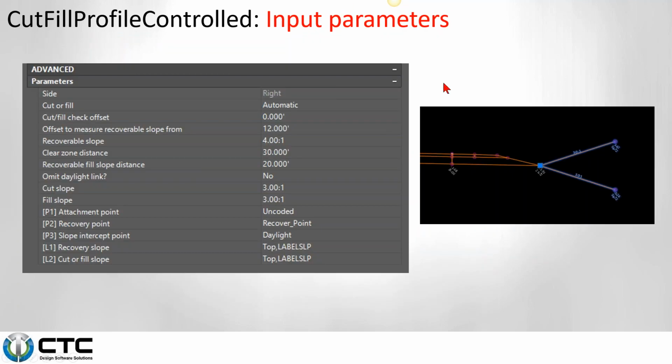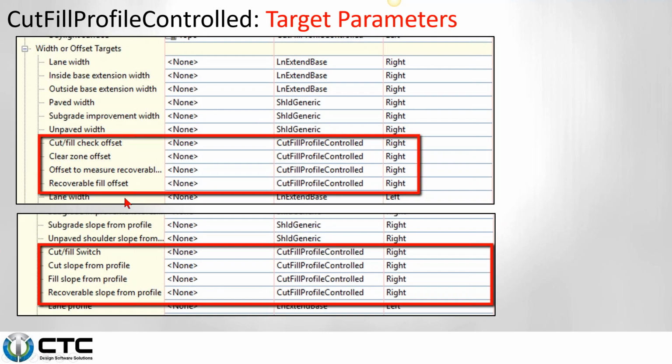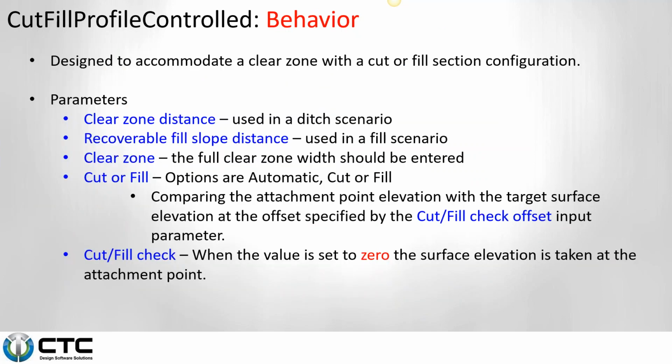So if I come in, there is my offset to measurable recoverable slope and the distance. And I can plug those values in. Or I can target. Recoverable fill offset is right there. I can either user input via input parameters or through the target parameters.